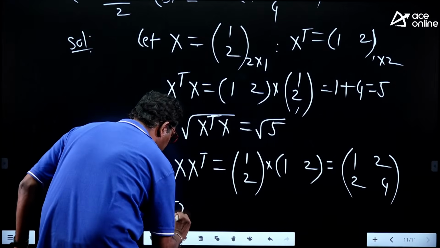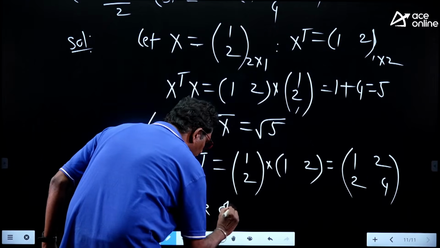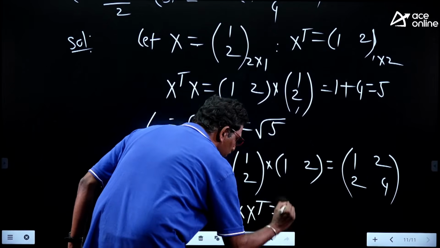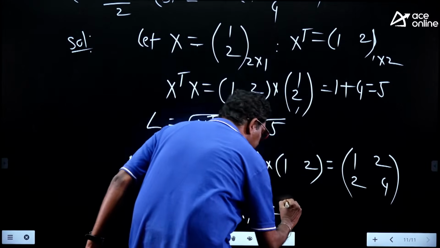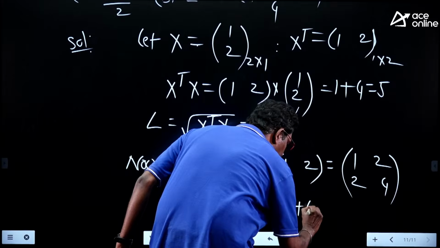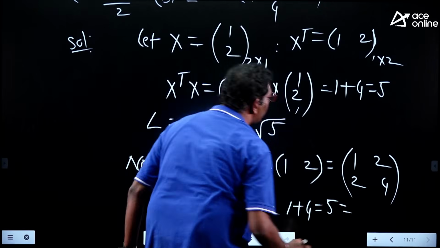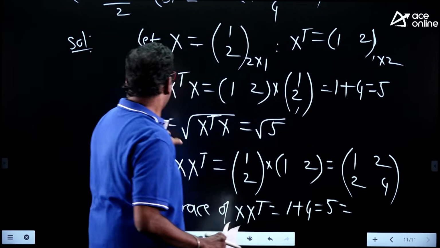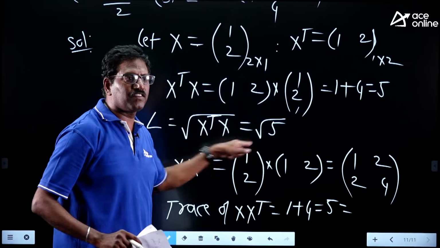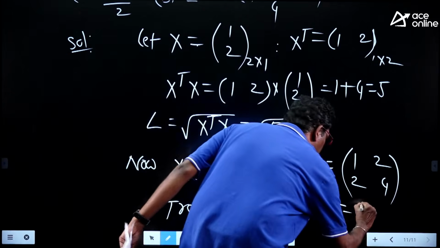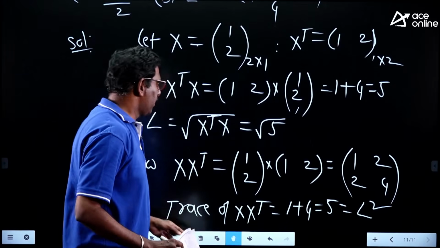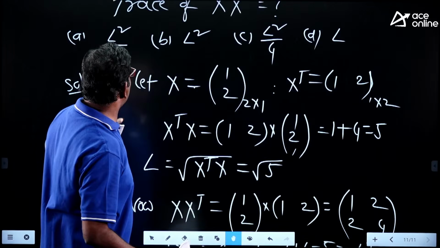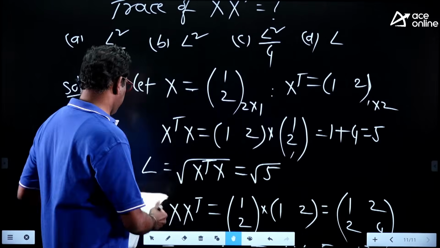Now, what is the trace of X into X transpose? It is nothing but the sum of the principal diagonal elements, that is 1 plus 4, that is 5. What is 5? L is root 5, so 5 is nothing but L square. So the trace of X into X transpose is equal to L square. Which option is right? Option B is correct.